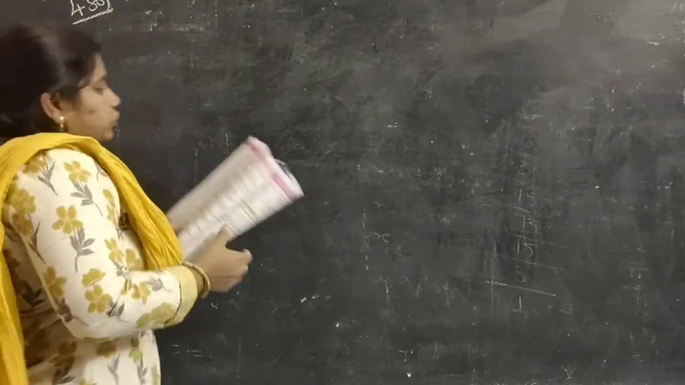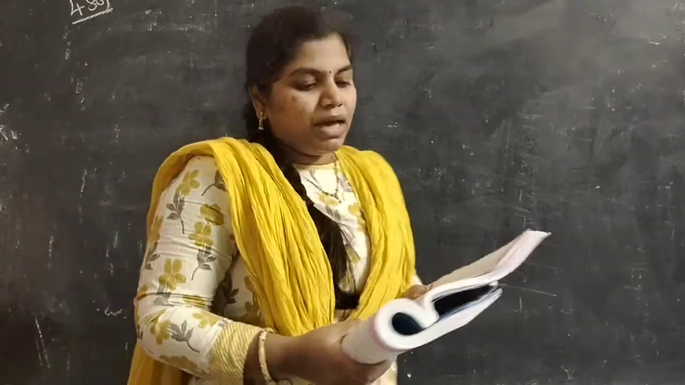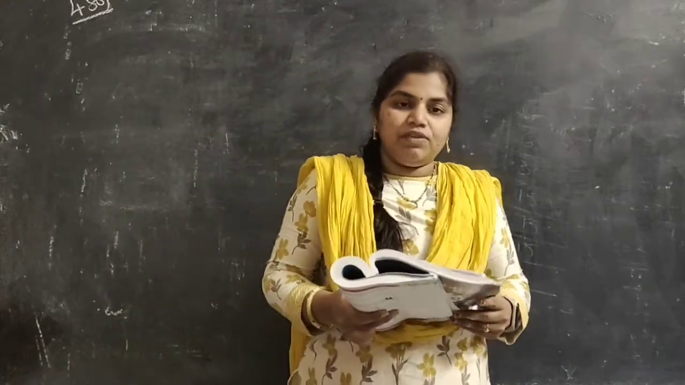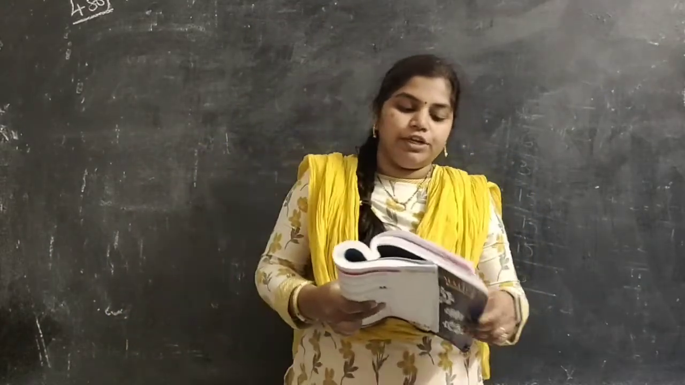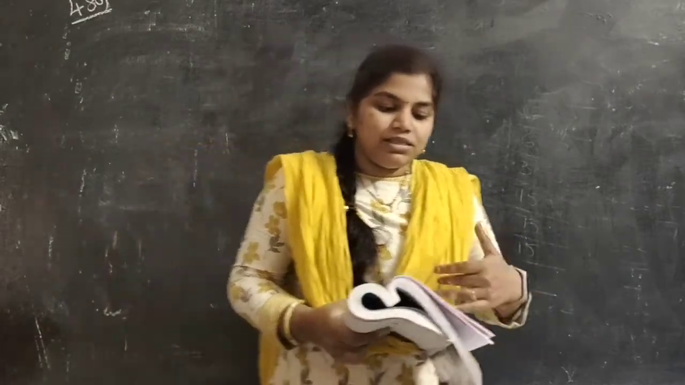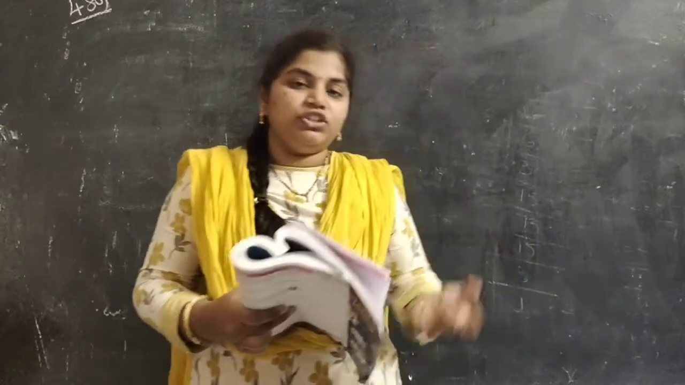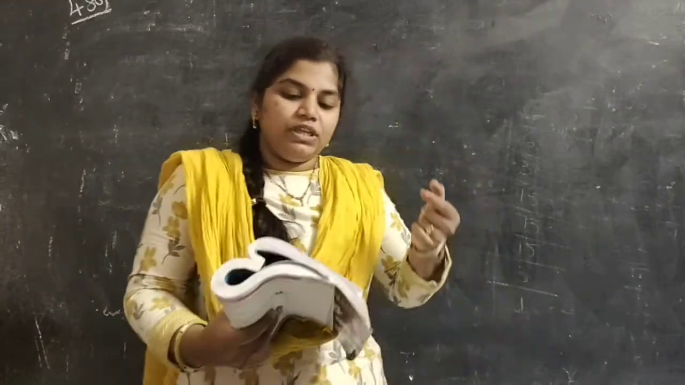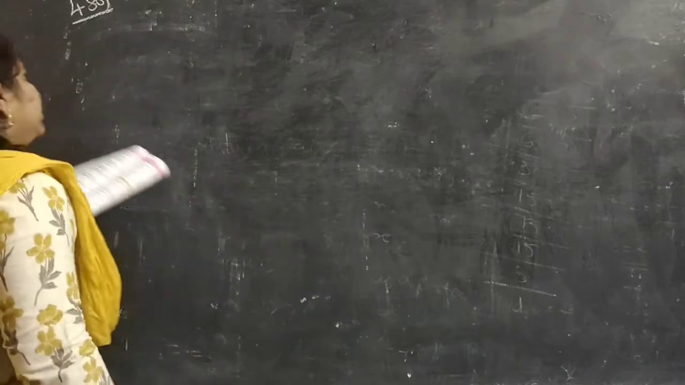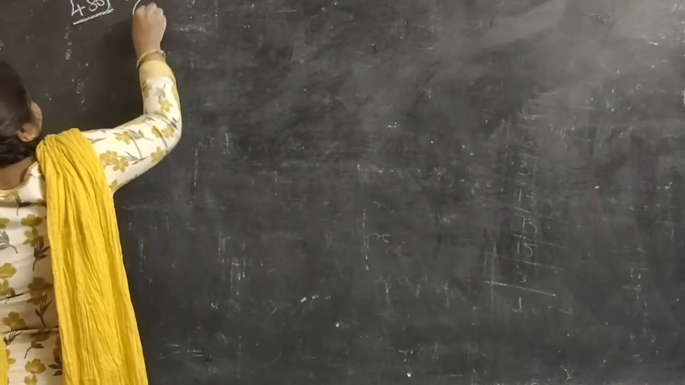So fourth question: find the smallest number by which 7,776 is to be divided. In previous problems they told us to find which number we have to multiply, but in this case they are asking which number we have to divide to make it a perfect square. So for the given number, we have to find which number to divide by to make it a perfect square. So again for this, first we have to take the prime factorization.